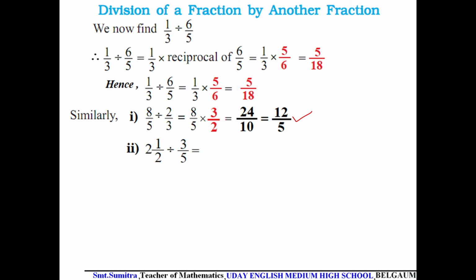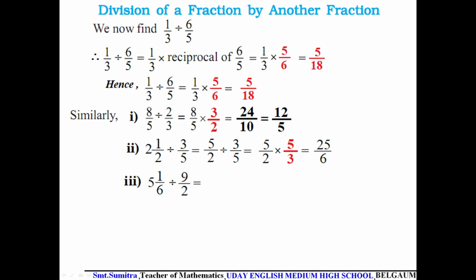Second question. 2 integer 1 by 2 divided by 3 by 5. 2 2s are 4. 4 plus 1, 5. 5 by 2 divided by 3 by 5. This is 5 by 2 into 3 by 5 reciprocal is 5 by 3. Then multiply. 5 5s are 25. 2 3s are 6. 25 divided by 6.